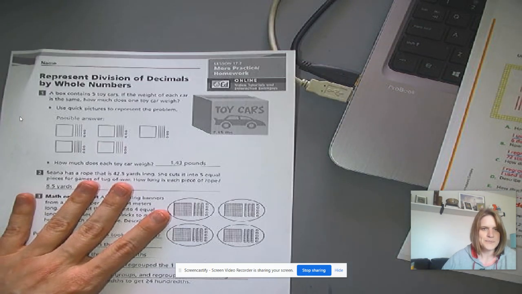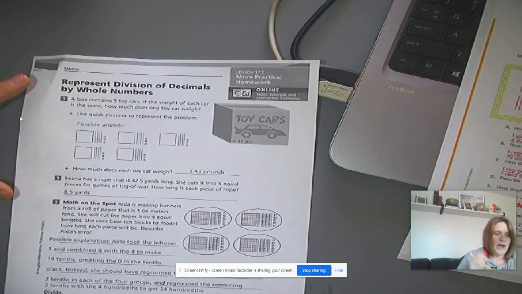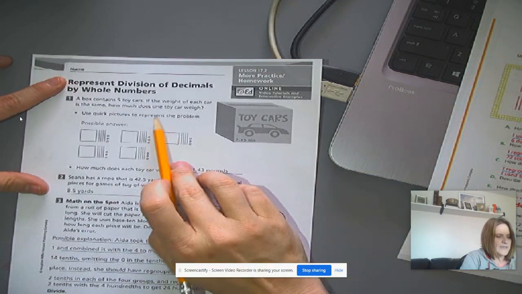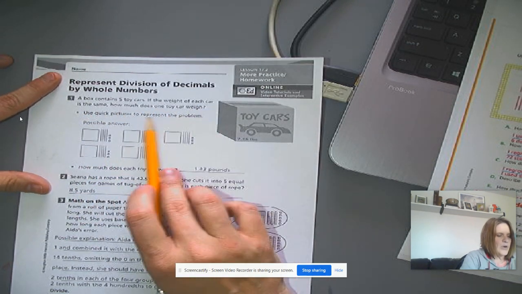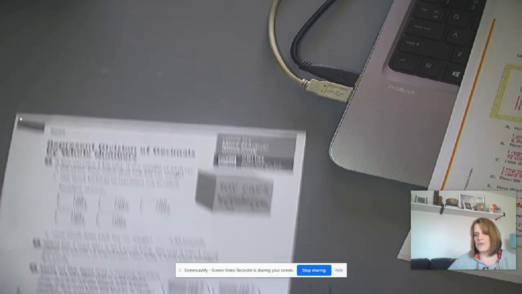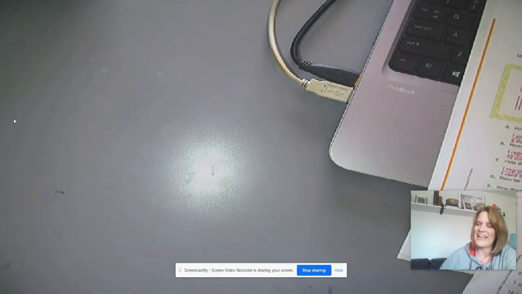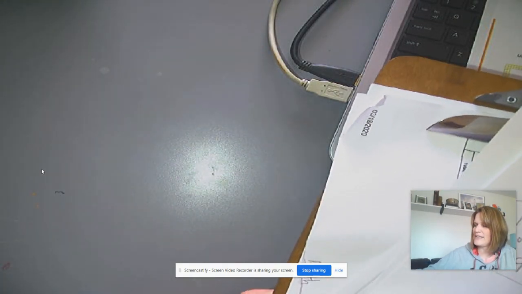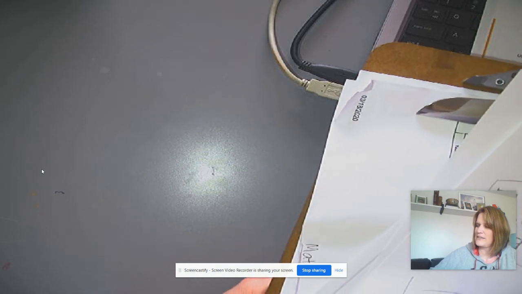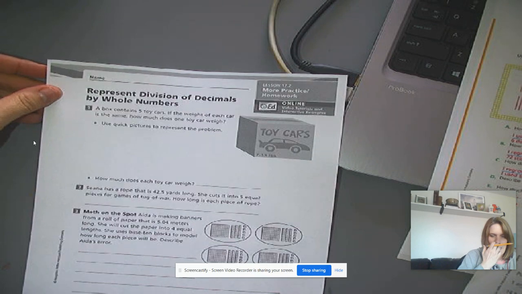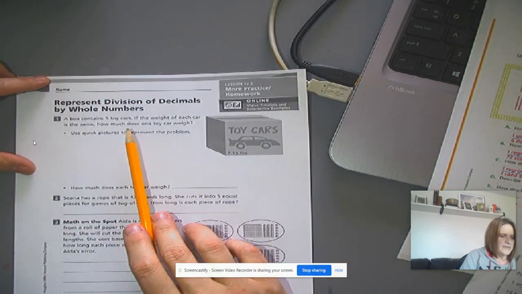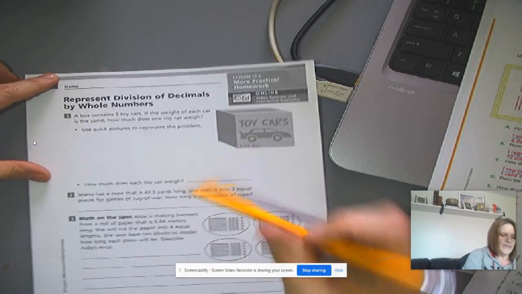Okay, all right, so I want to run you through the assignment really quick before you get going. So it says a box contains 5 toy cars. If the weight of the car is the same, how much does one toy car weigh? Oh, guess what I just showed you? You lucky ducks. I just showed you the answer key. Let me find one that doesn't have the answer key.